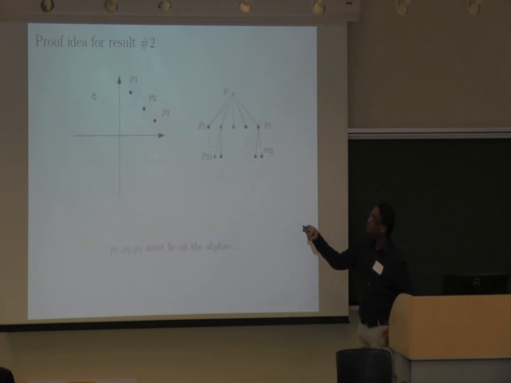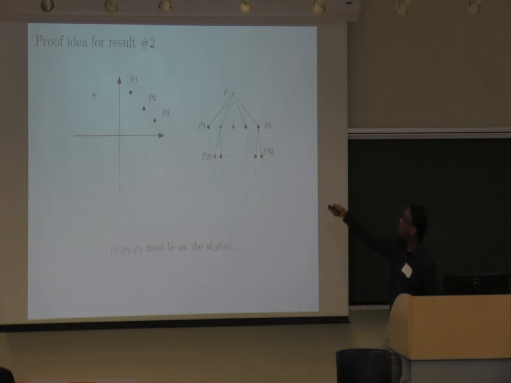And I claim that they must be placed somewhat like this, which is to say they are on the skyline. They're not comparable to each other. So when we say 2 points are comparable, we mean they are coordinate-wise, one of them is greater than the other in both their coordinates. Otherwise, we say that they're on the skyline. So I claim that they must be on the skyline.